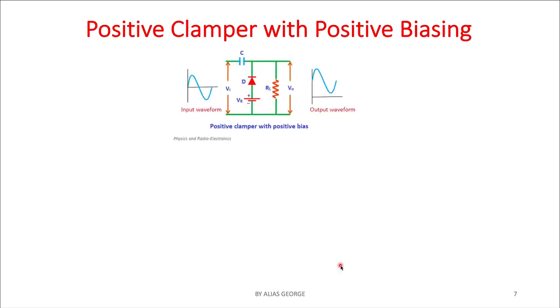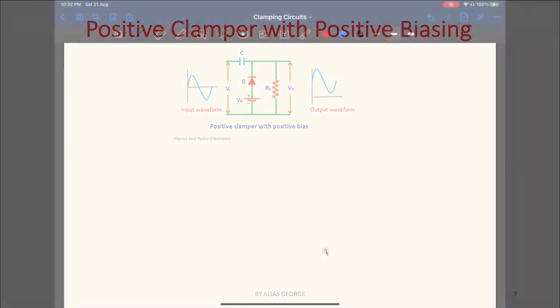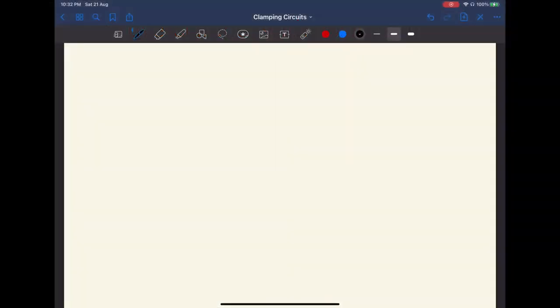Okay. Next, we can see the positive clamper with positive biasing. Earlier there was no biasing. Now onwards we can see what happens if there is a biasing, or an external battery, provided with the diode. Positive clamper with the biasing, that is positive biasing.